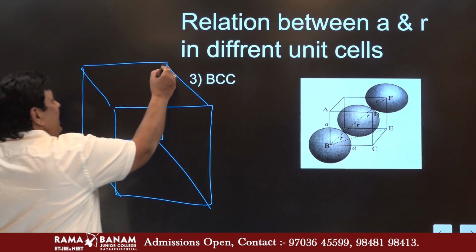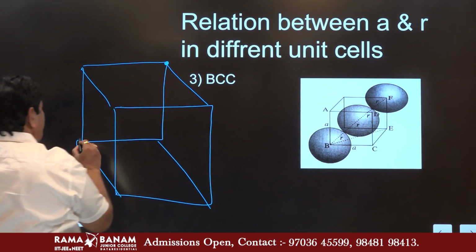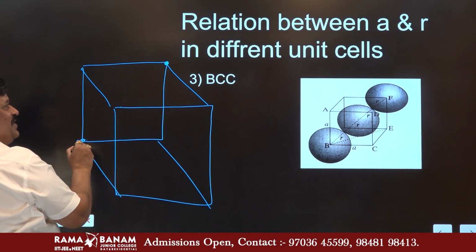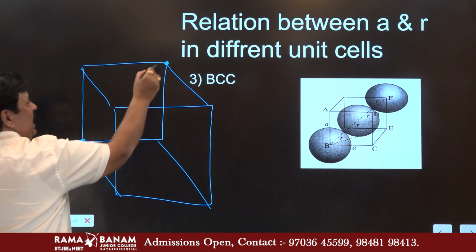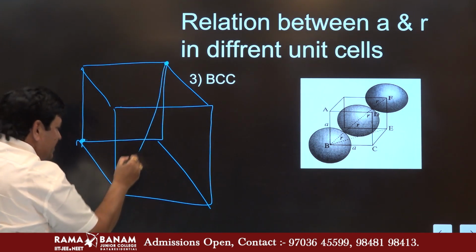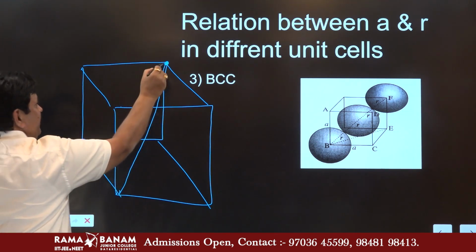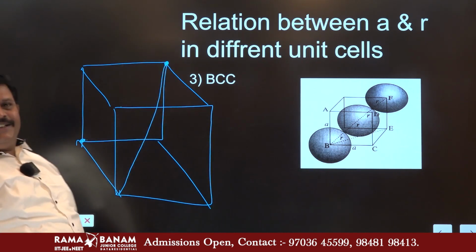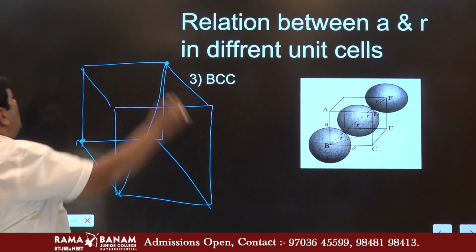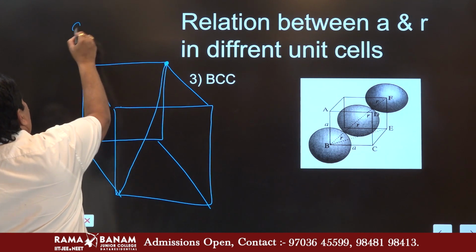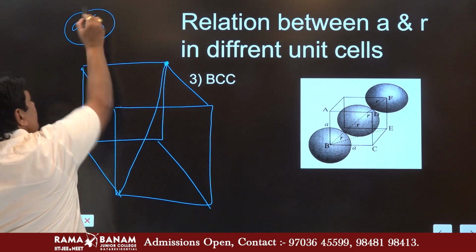See, from this point to this is the face diagonal. This is not the body diagonal. What is meant by body diagonal? It joins the corners of two opposite faces. This is the body diagonal. And we all know the length of the body diagonal is A root 3.